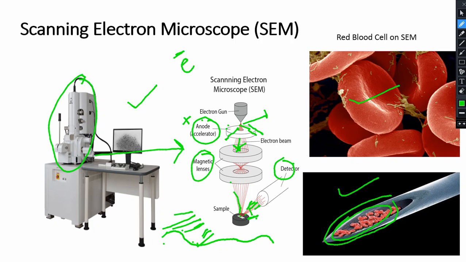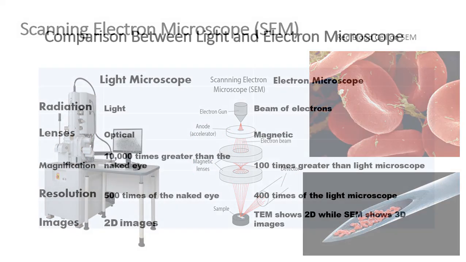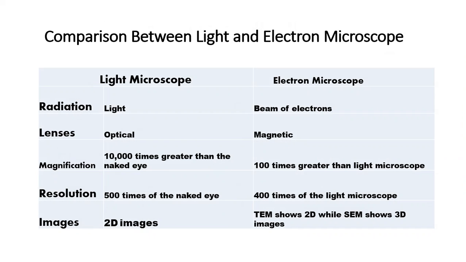Now let's see the main differences between a light microscope and an electron microscope with the help of this table, the comparison between the light and electron microscope. First of all, for the radiation, the light microscope uses light radiation, and the electron microscope uses a beam of electrons. The light microscope uses optical lenses, while the electron microscope uses magnetic lenses.